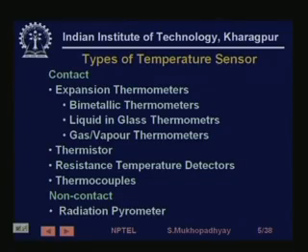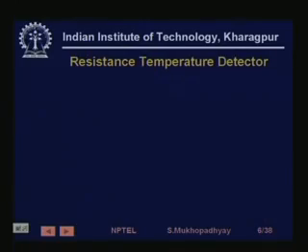Similarly, among the non-contact types, we will look at the radiation pyrometer, which does not directly get into the medium, but can take the radiation out from the medium, maybe through a window or an aperture, and then that radiation itself is used for sensing the temperature. Such things are called radiation pyrometers. Let us start with resistance temperature.